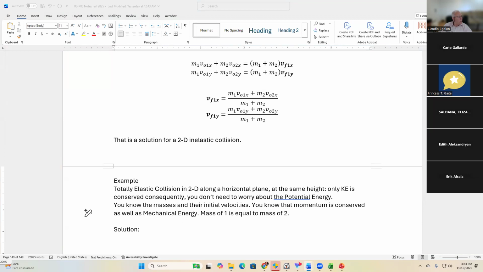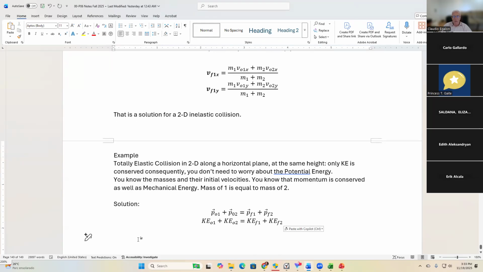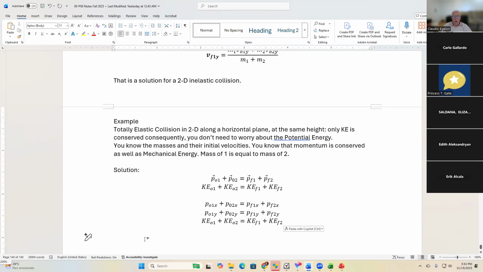Solution. You have to have conservation of linear momentum, conservation of kinetic energy. We break down the equation for conservation of linear momentum into two equations, components x and y. Okay.